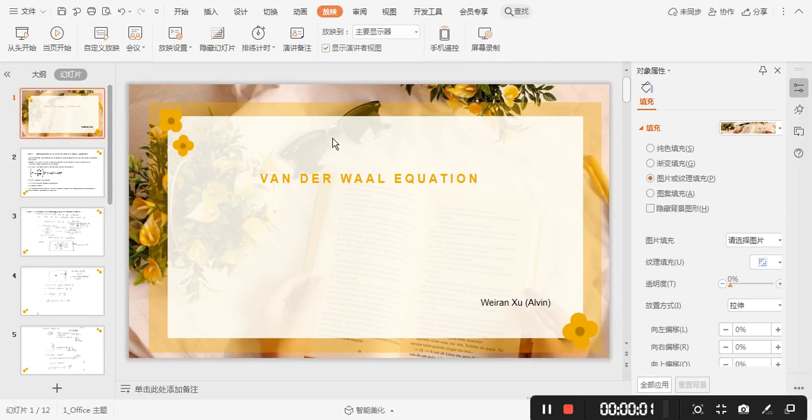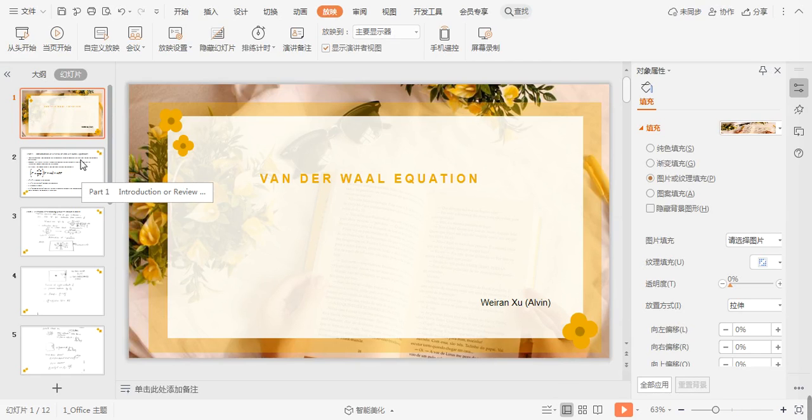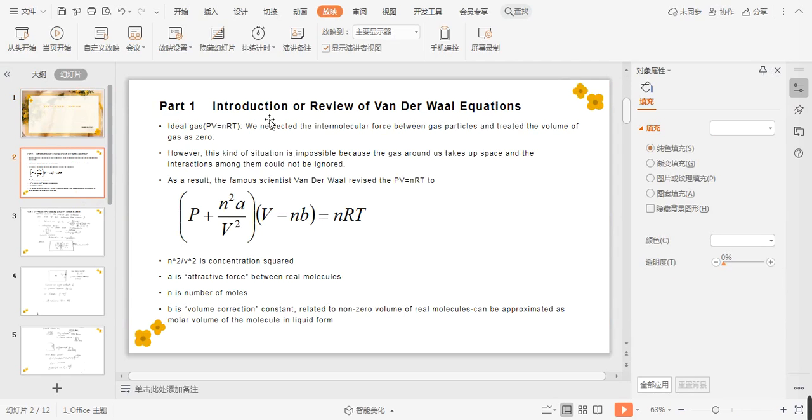Hello, everyone. Today my topic is the van der Waals equation, and my presentation has three parts. The first part is an introduction or review of the van der Waals equation. So, I believe you are familiar with the ideal gas law.